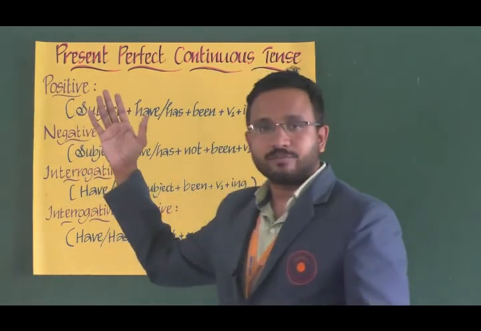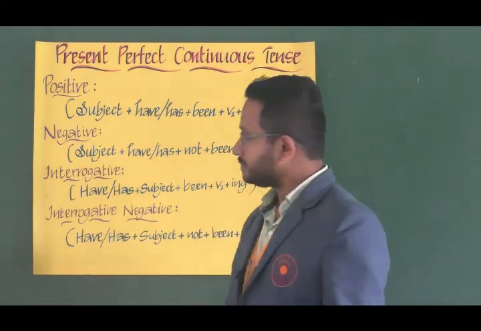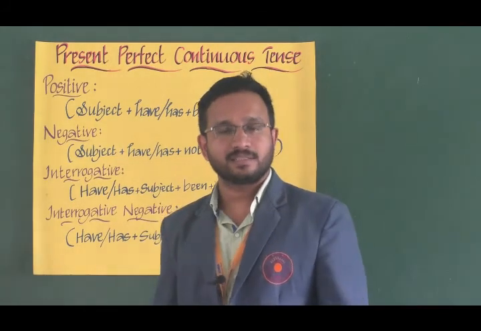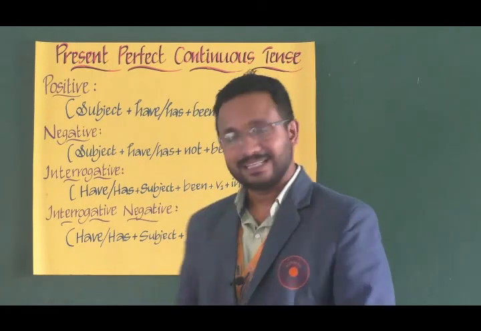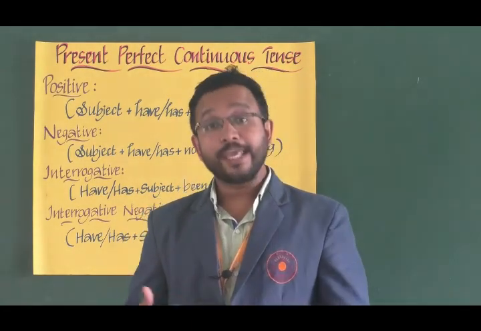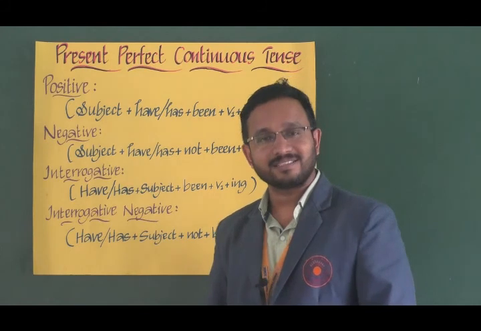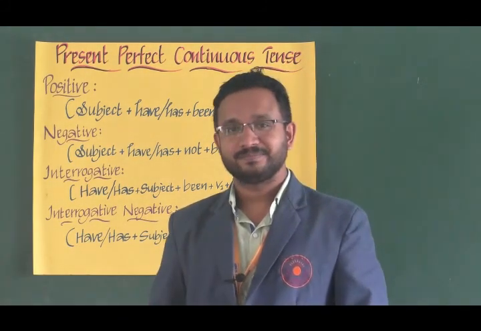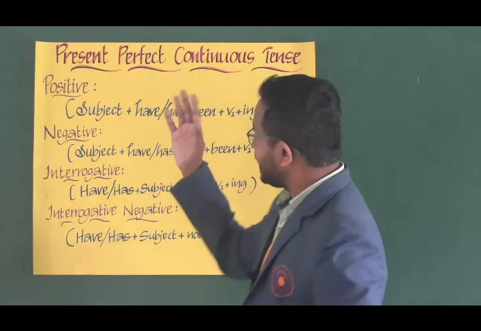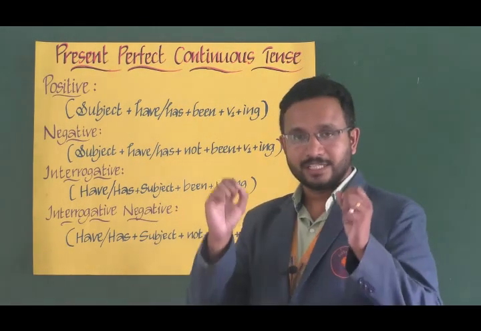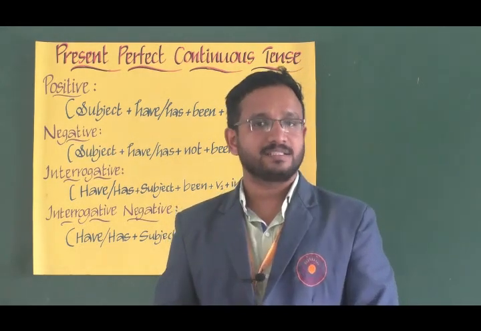We have got the four forms here: positive, negative, interrogative, and interrogative negative. First two are statements. We say things positively and we say things negatively. We ask questions positively and we ask questions negatively. Dear students, that is the central idea of present perfect continuous tense. Now, what is the idea behind using this tense?